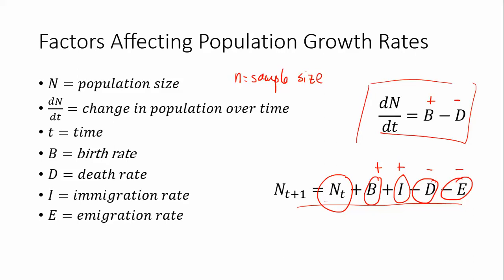So for example, if I said that I had a population which had 150 births and 75 deaths, then that would mean that my dN over dt would be 150 minus 75, which is 75, and that's a positive number, so my final population would be my starting population plus 75. So if this was in a population of 1,000, then my final population would be 1,075.